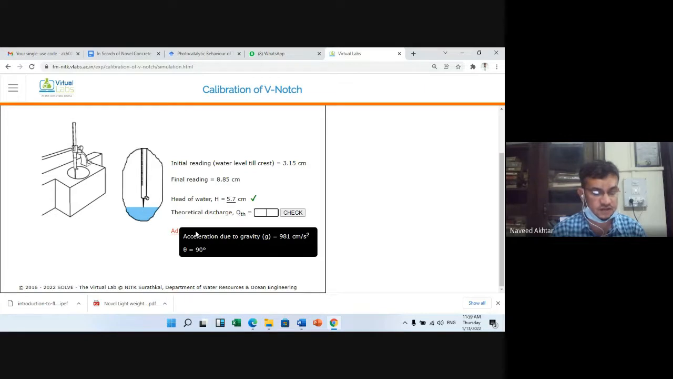For a right angular V notch, CD is equal to 0.6. So the formula is very easy, 1.417 into h to the power 5 by 2, but you can use that formula, 8/15 into CD, 0.6, into under root of 1962 into h, here 5.7, to the power of 2.5. 5 by 2 means 2.5. At tan theta by 2, tan 45 is 1. So put all these values, you will get the discharge. Please give the discharge. How much is your Q theoretical?